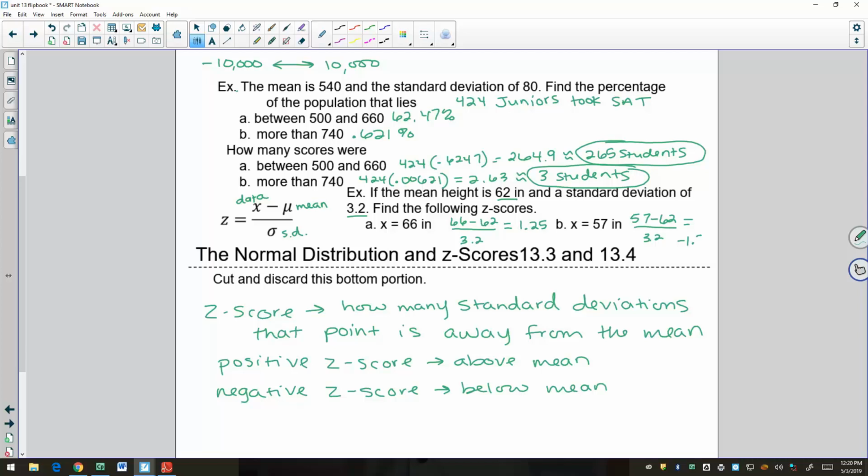Negative 1.5625. Okay, so the negative tells me that I'm below, and I'm 1.5625 standard deviations to the left of the average. And that is it for lessons 3 and 4.